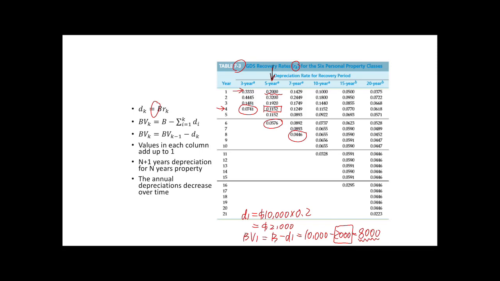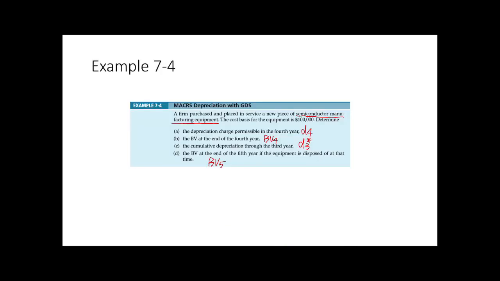Once you know the recovery period, you can check this table and find out the depreciation rate, the r_k, for every year. Then you can multiply that rate by the cost basis, so you can calculate the depreciation deduction for that year. Please rework this example.